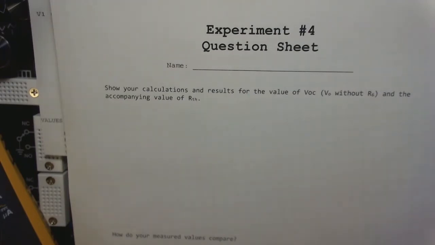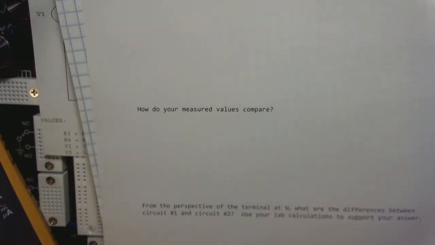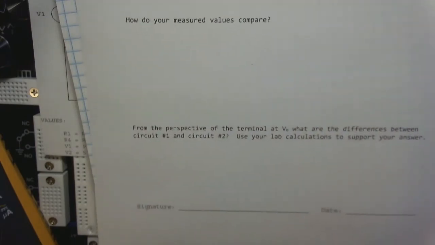So that's going to be important so we know what we're shooting for. How do your measured values compare, presumably, to these? So you've got your calculated values. How do your measured values compare to those? Hopefully fairly close, because we'd like to say that Thevenin's equivalent works.